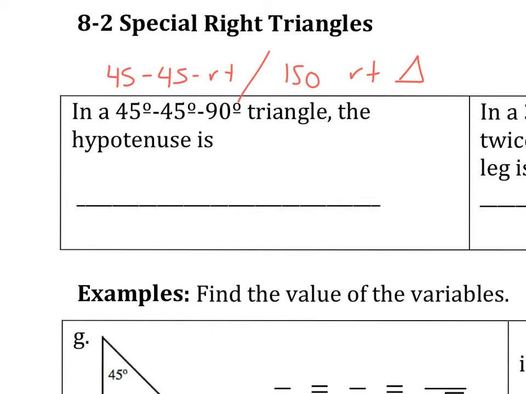Okay, so in a 45-45-90 triangle, the hypotenuse is radical 2 times the leg. Now from that, we will unpack it. If we know the leg, we have to kind of go backwards. That's sort of a division that goes on.